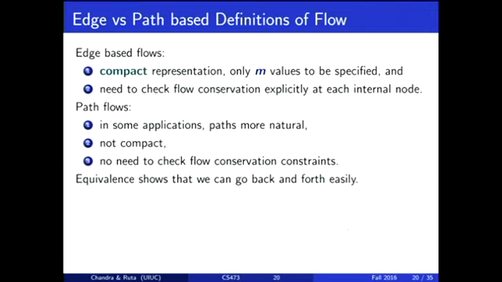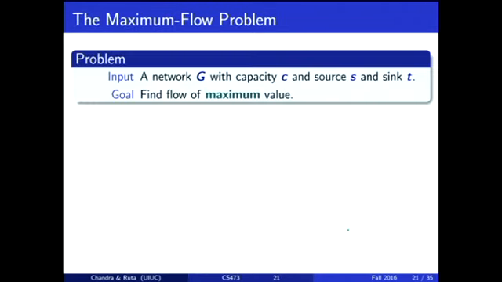Edge-based flows are compact, right? If you want to tell me what the edge-based flow is, you can tell me one number per edge, and you can verify that it satisfies capacity constraints and flow conservation, and then it's a flow. Path-based flow, it seems like you may have to give me a lot of information. This path is this number, this path is this number. Potentially exponential information, but as we saw, every path-based flow has a compact representation using only m paths. So that's also a useful feature. We'll come back.